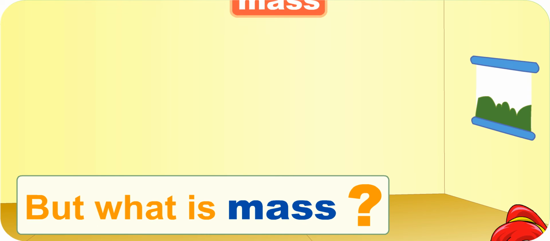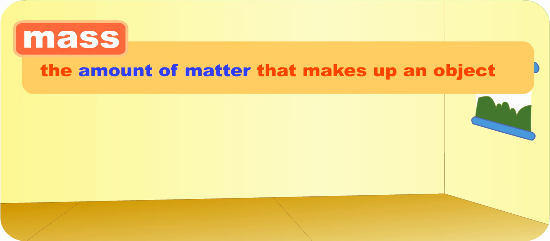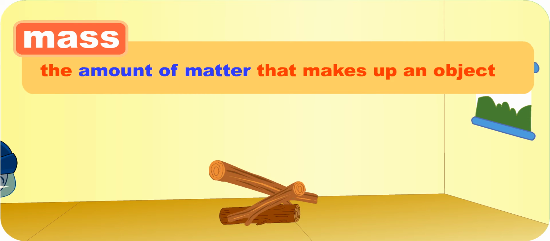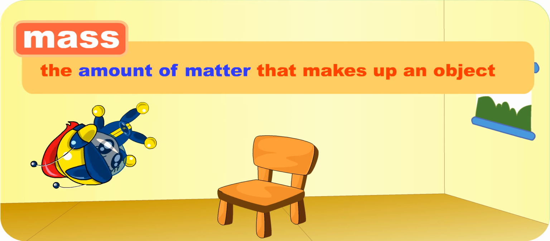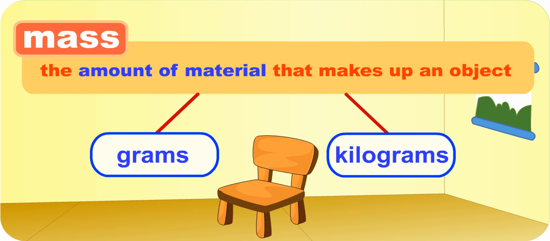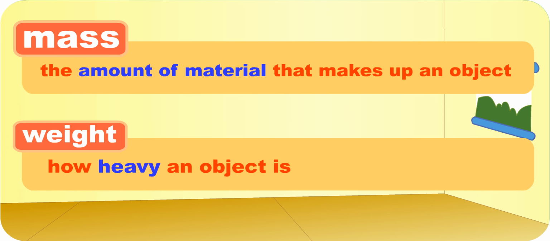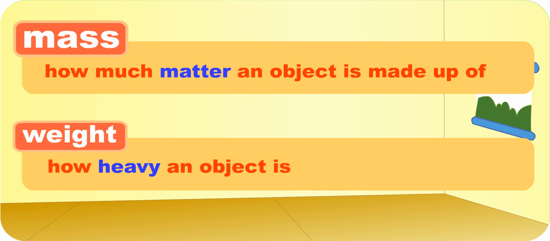But what is mass? Mass is the amount of matter that makes up an object. To help you identify, you can consider mass as the amount of material that makes up an object. You can measure mass in grams or kilograms. Do not confuse mass with weight. Weight is how heavy an object is, while mass is how much matter an object is made up of.